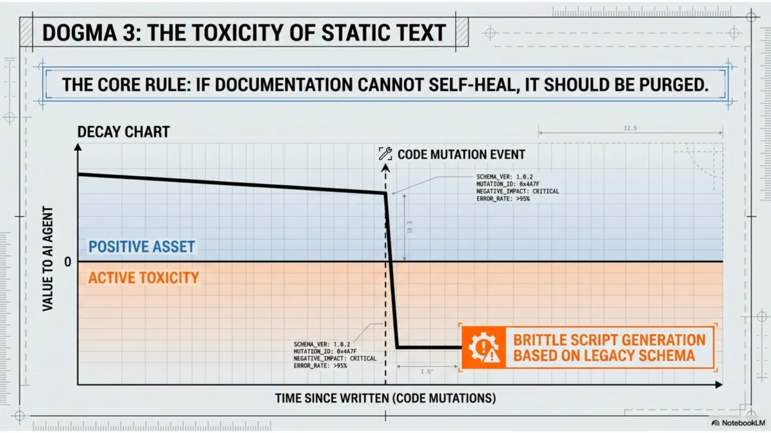Dogma 3 addresses the toxicity of static text. If documentation cannot self-heal, it should be purged. Outdated context quickly transitions from a positive asset to active toxicity, leading to brittle script generation.